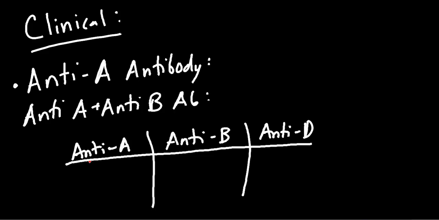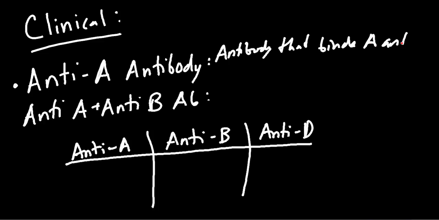So anti-A antibody. What it is, it's an antibody. Remember, antibodies bind antigen, and it's going to look for A antigen. Now, anti-A antibody is going to be an antibody that binds A antigen. So if we do an anti-A antibody test, it'll be positive only when we find that A antigen.